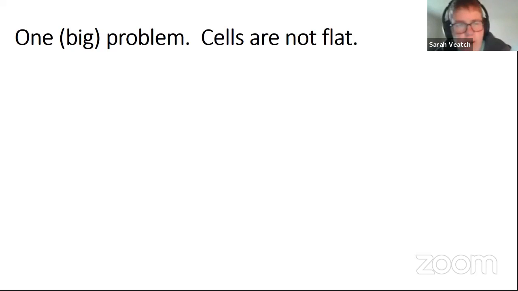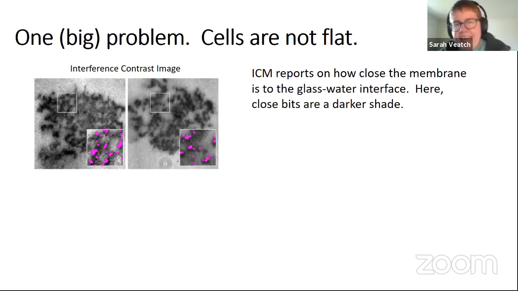Okay, but we ran into a big problem. And that's because these cells don't lay nicely flat on our surface. It's a technical problem. And the way you can really clearly see that is by looking at what's called an interference contrast microscopy image. This is an interference-based method that basically reports on the distance between the top of the cover slip and the membrane that you're looking at. And so in these pictures, a darker shade means that the membrane is very close to the glass cover slip. And that happens in the same places we see the activated B cell receptors. And it's probably not surprising because those are the parts of the membranes that are engaged with our surface.